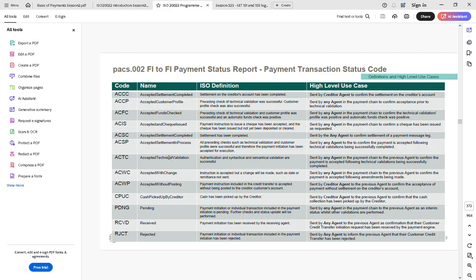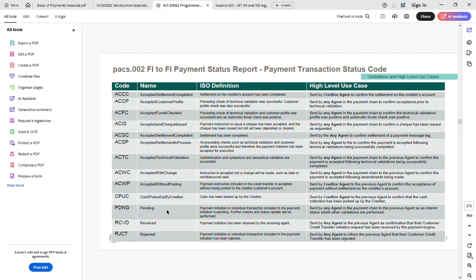ACCC, then pending, transaction pending, received and reject. Okay, these are widely used, and when you're explaining the flow of PACS ISO 20022, you can mention that when PACS.002 is generated, based on the transaction code, whether reject, received or accepted, a status has been sent. Okay, based on that, and pending also, one more pending.